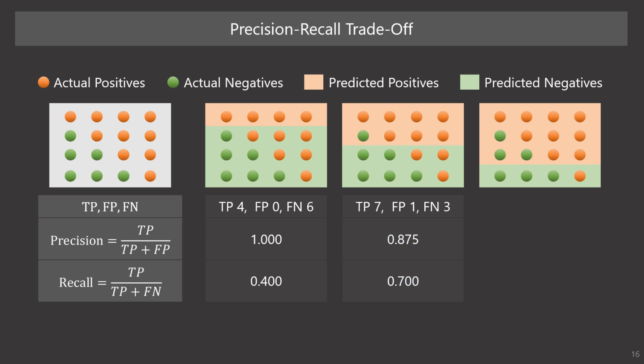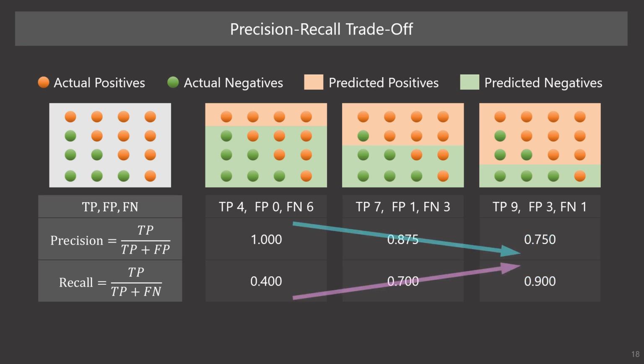Let's look at the next example. This model covers more positives than the second model, but therefore, it contains more false positives. The precision is 0.75, and the recall is 0.9. As we can see, as the precision decreases, the recall increases. That is, precision and recall are in trade-off.